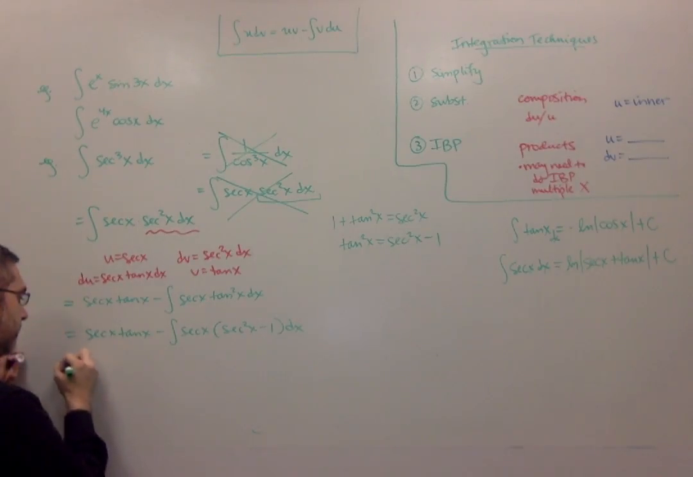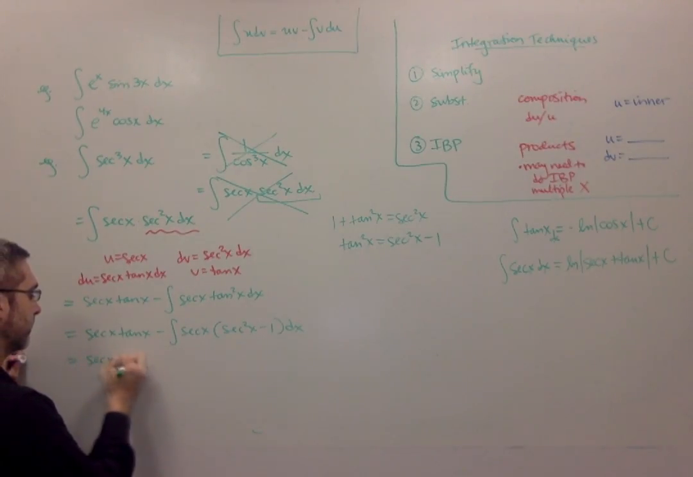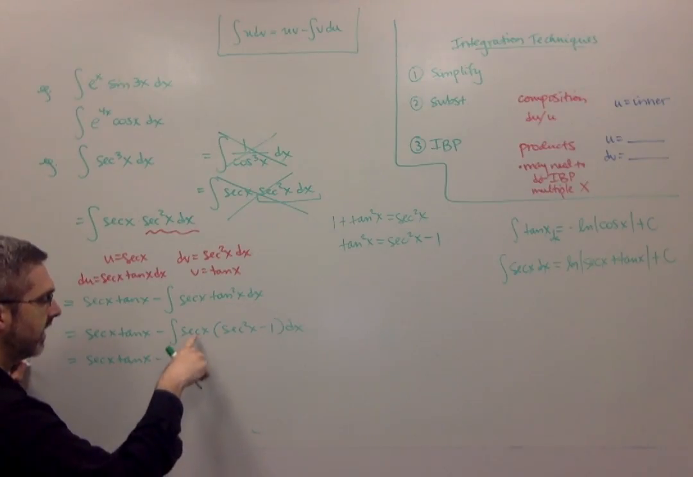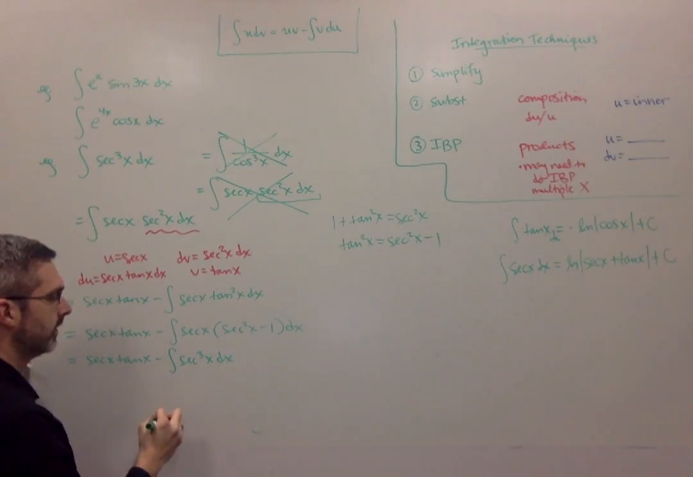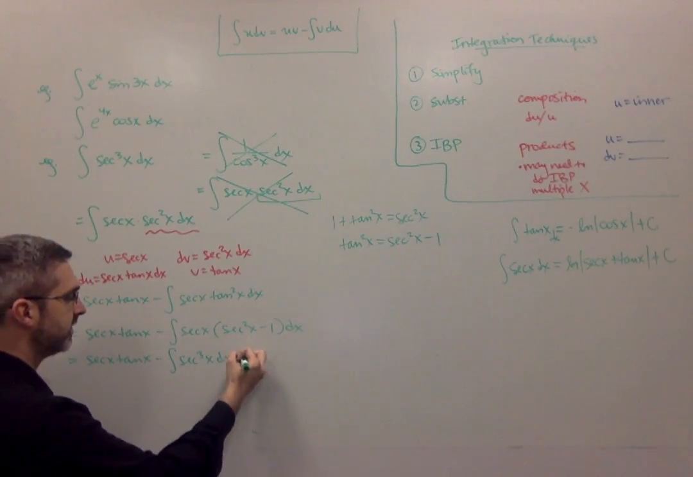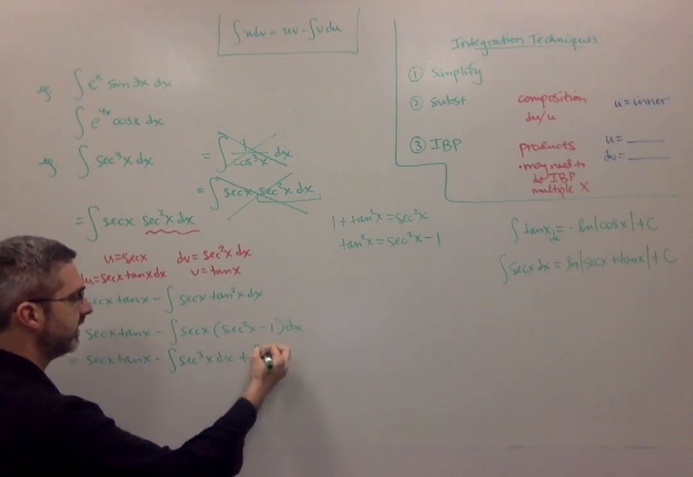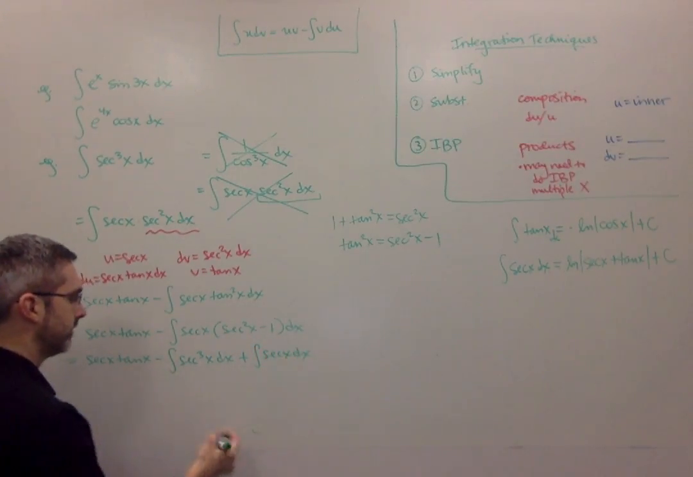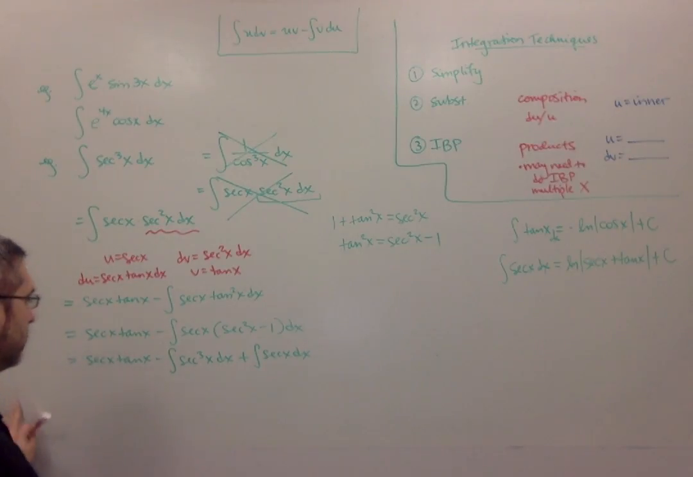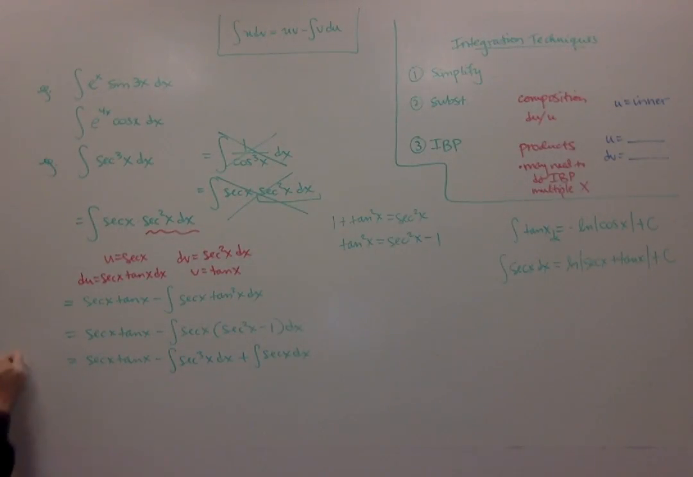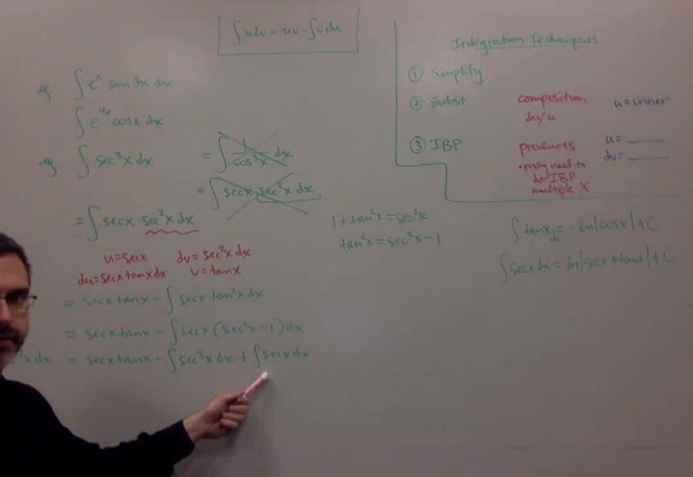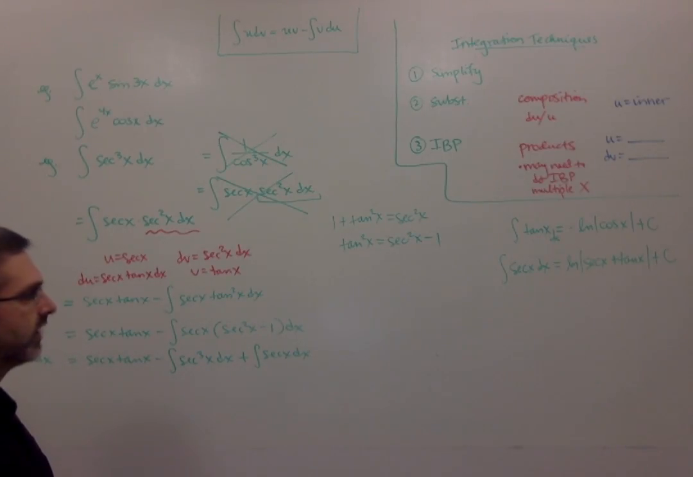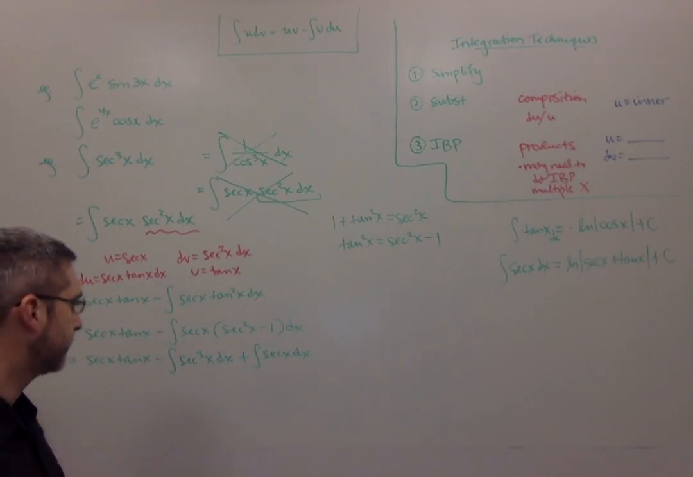Now here's how that helps me. I have secant times secant squared, so that's the integral of secant cubed. Then I've got a minus is a plus. 1 times secant is just secant. Okay. Now notice that we started with secant cubed, and now we ended up with secant cubed. This right here, secant, is an integral that I can do, right? Secant is one of the ones that I told you to memorize.